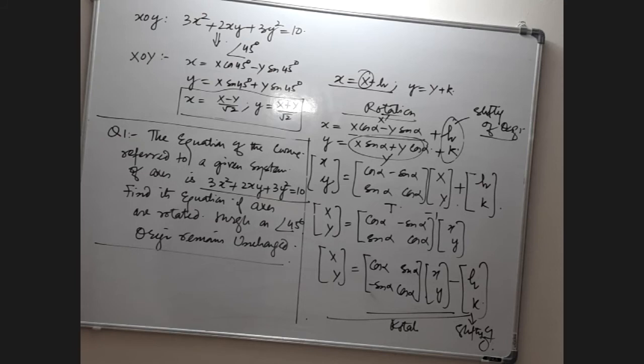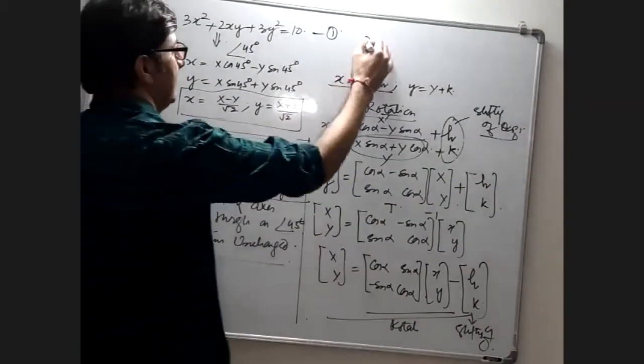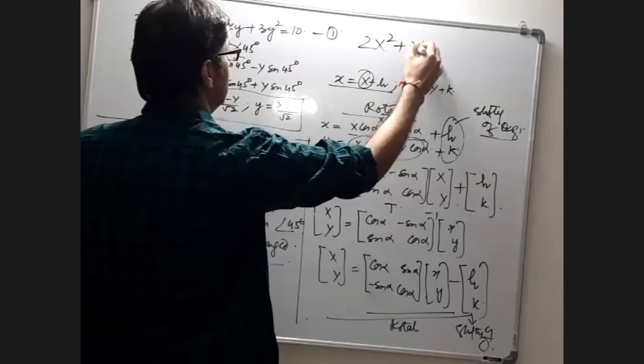I hope it's clear. बहुत सिंपल सा है, कोई मुश्किल नहीं है. Just give me the answer for this. Simply substitute the value of small x and small y in the given equation. I am getting 2x square plus y square equal to 5.